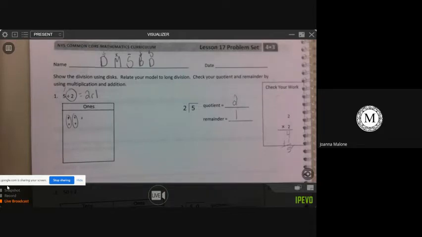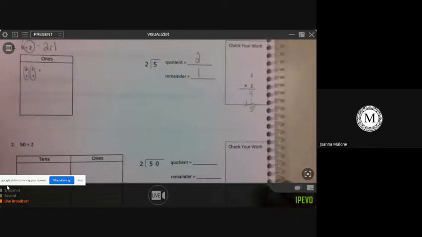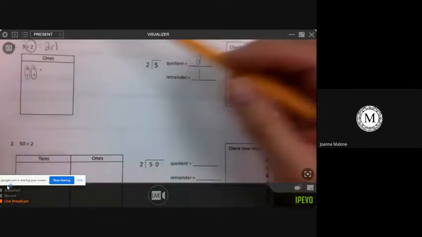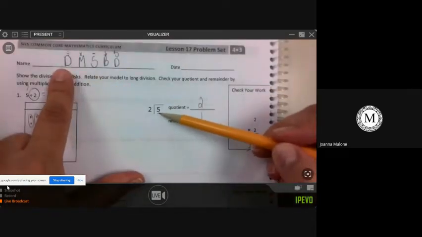Okay. Here we go. I'm feeling a little anxious. All right. So we start with division, right? That's what it says up top. We start with division. So we're going to take our 5 and we're going to say 5 divided by 2.